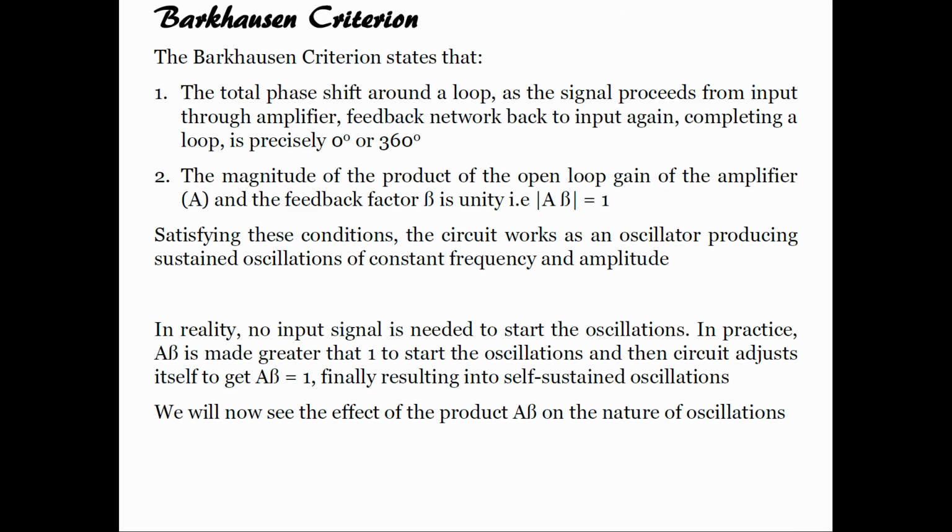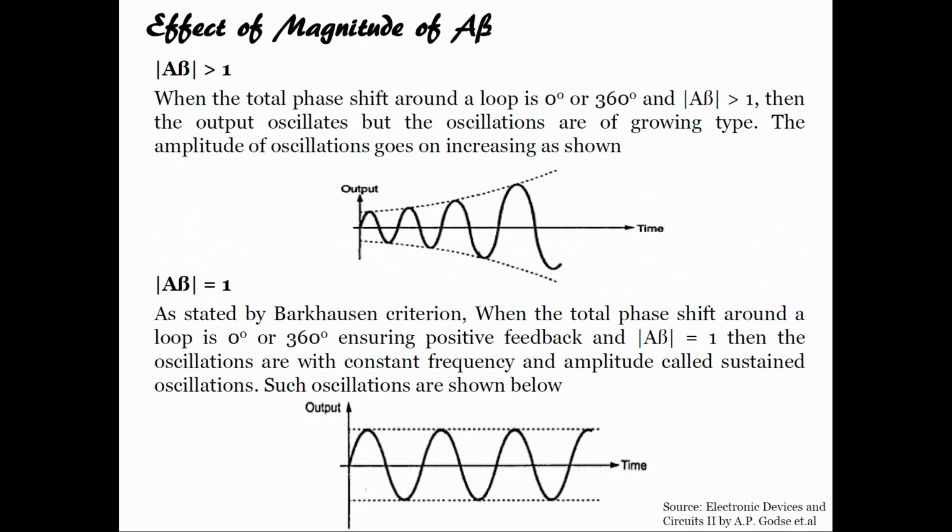And second is the magnitude of the product of open loop gain A and feedback factor beta should be 1. So, what happens if it is greater than 1, what happens if it is equal to 1, and what happens if it is less than 1? A into beta: A is gain, beta is feedback. When the total phase shift around a loop is 0 degree or 360 degree and A beta is greater than 1, then the output oscillates, but the oscillations are growing type. You can see the oscillations are growing in nature.